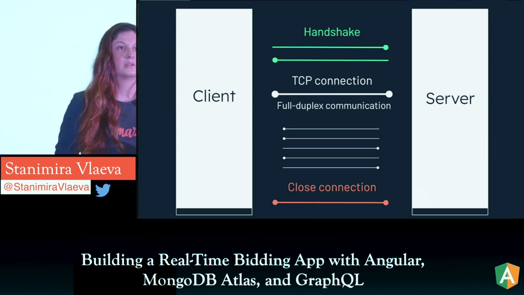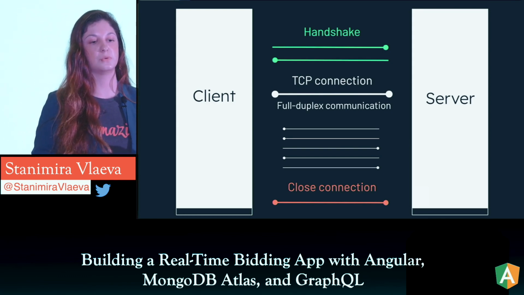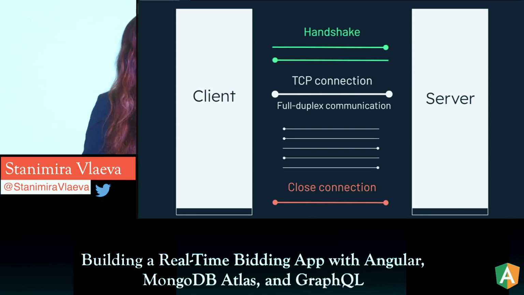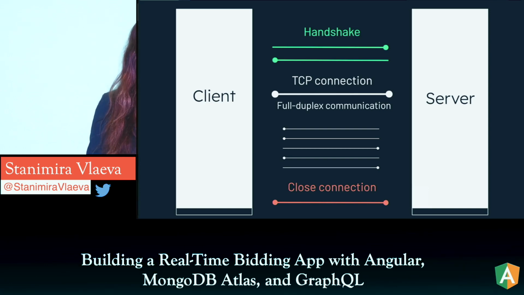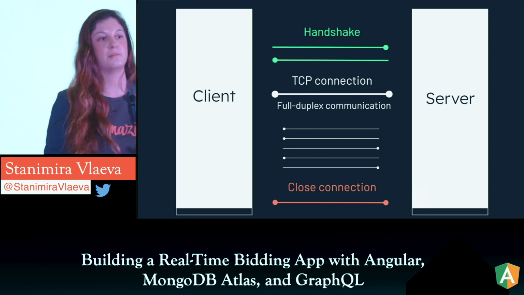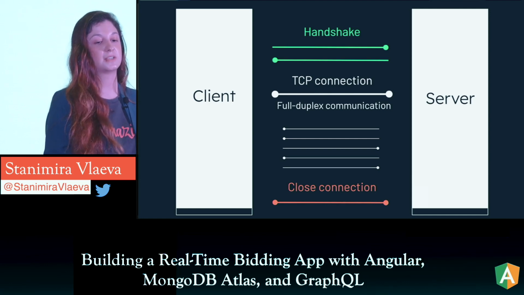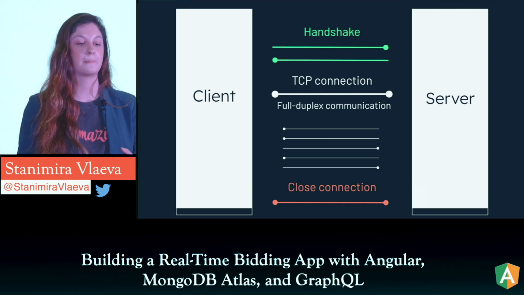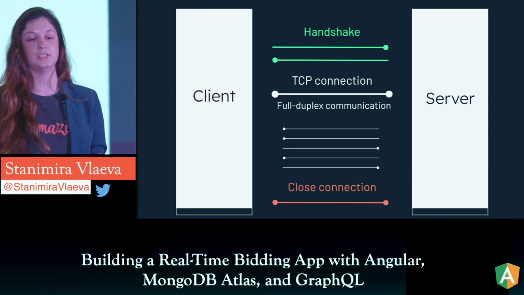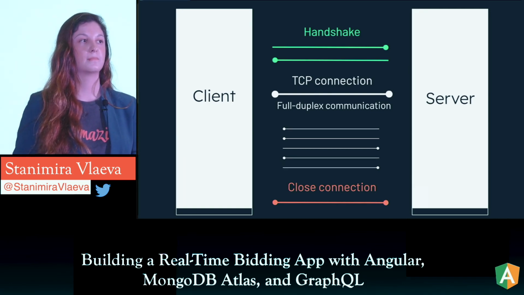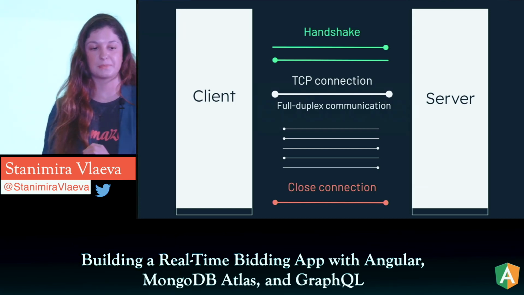With this technique, what we do initially is a handshake using HTTP. Then we open a TCP connection, which allows us to have full duplex communication, which means that we can have bidirectional communication, so the server can send data and the client can also send data to the server. And finally, when we don't need that anymore, one of the two sides can close the connection. Which technique is that? Yep, that's WebSockets.